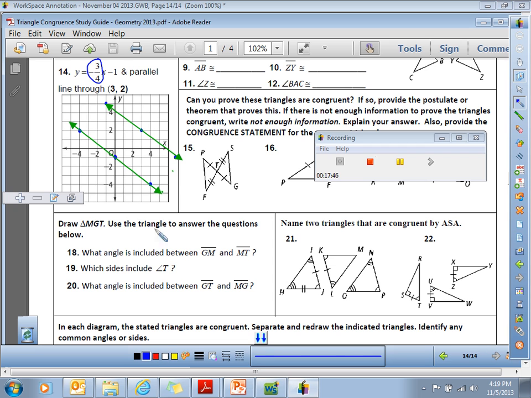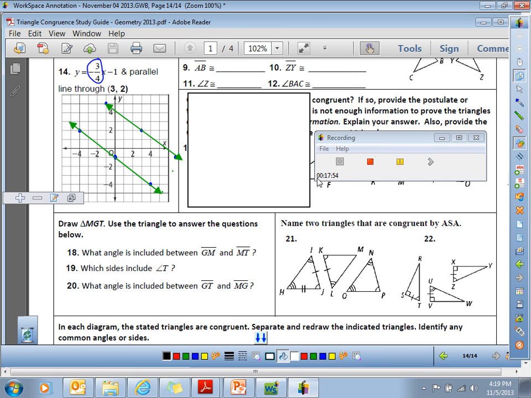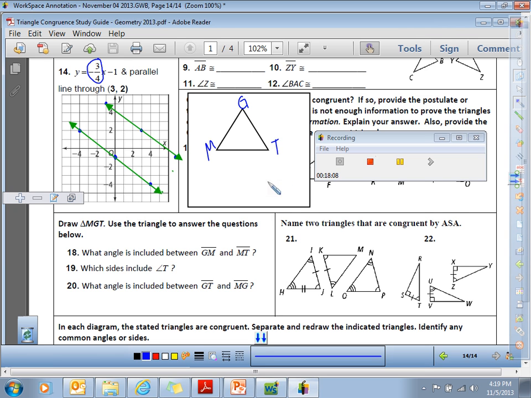Okay, 18, 19, and 20. Draw a triangle MGT. Okay, triangle M, G, and T. Use a triangle to answer the questions below. What angle is included between GM here and MT here? The angle that's included where those two sides meet is angle M. And notice that's the letter they have in common, M and M.